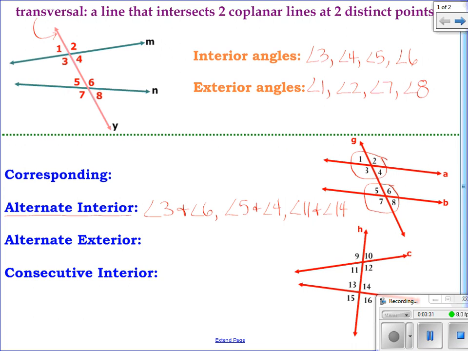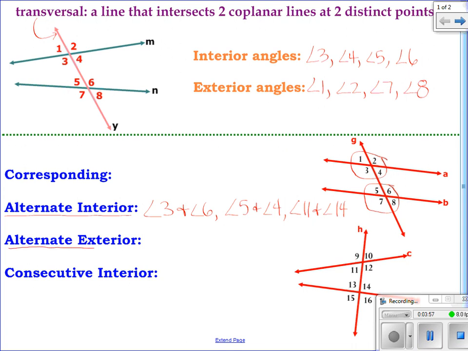But the first guess, I believe, was 11 and 13. Those aren't alternate interior. So why are we saying 3 and 6, but not 3 and 5? They're on different sides of the transversal. They're on alternate sides of the transversal. Good. What about alternate exterior? Give me some examples in that category.